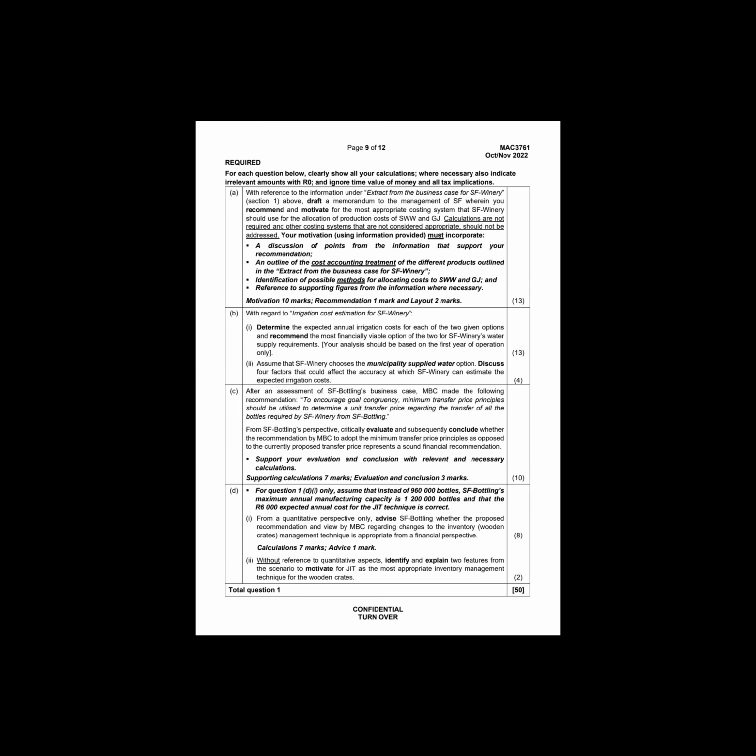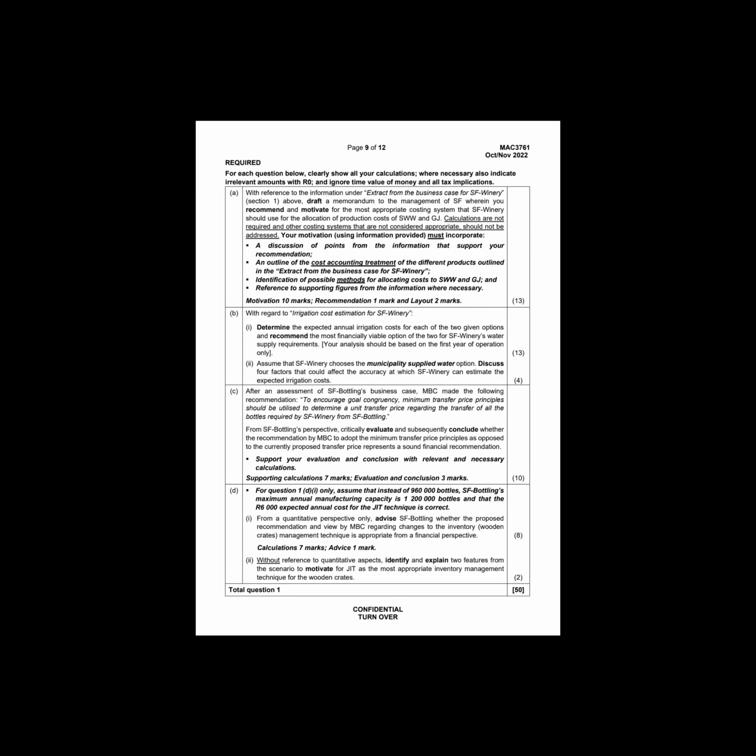So I was actually going to leave this one out, but since this is going to be a homework, I think it's nice. I think it's important because we have covered this. Your motivation using information must incorporate a discussion of points from the information that supports your recommendation, an outline of the cost accounting treatment of different products outlined in the extract of the business case of SF Wineries, then identification of possible methods of allocating costs to SWW and GJ, and reference to the supporting figures from the information where necessary.